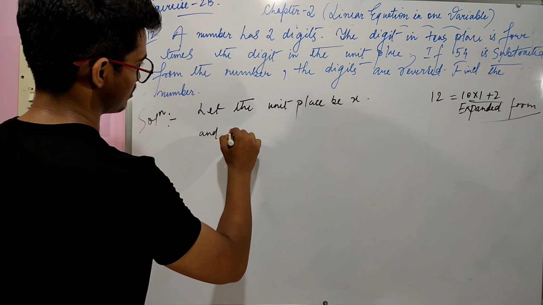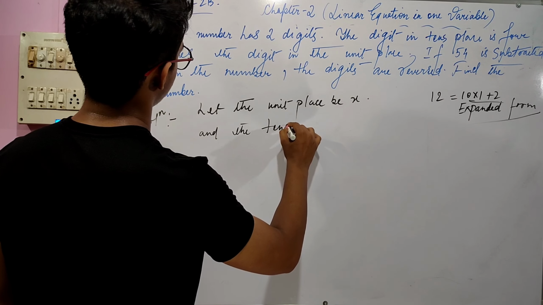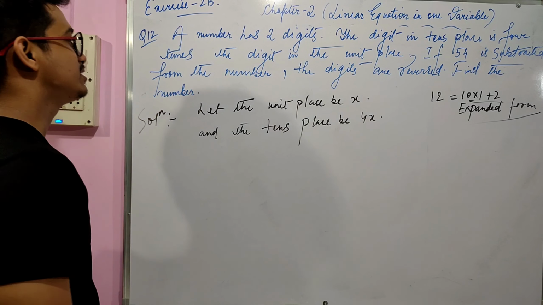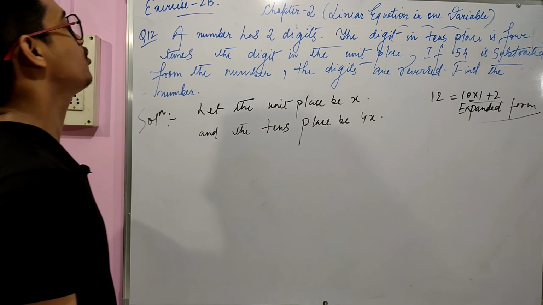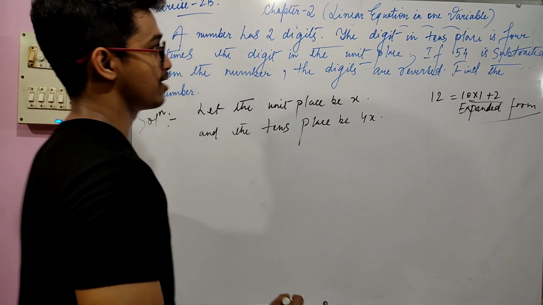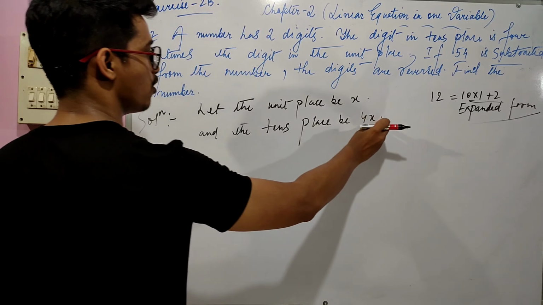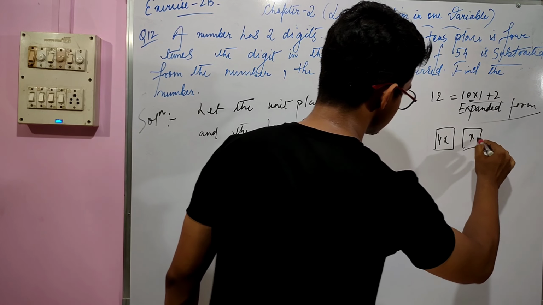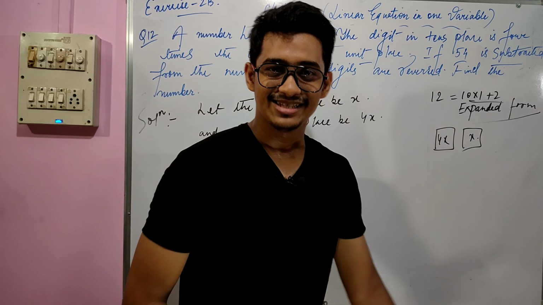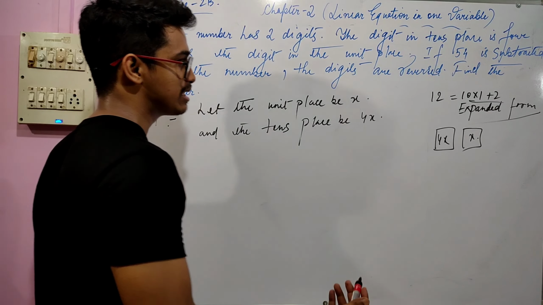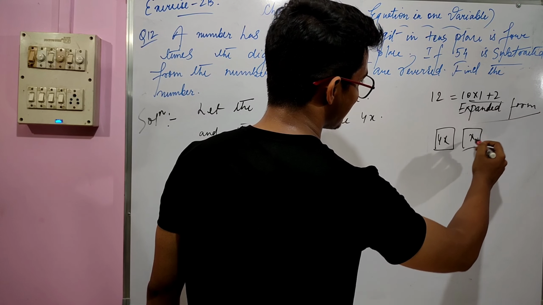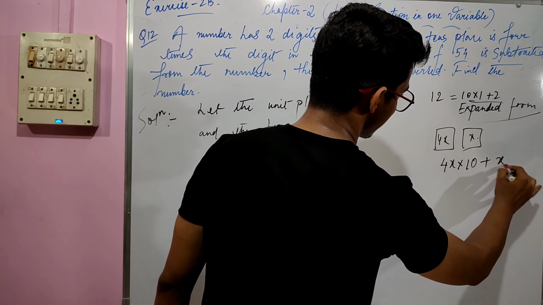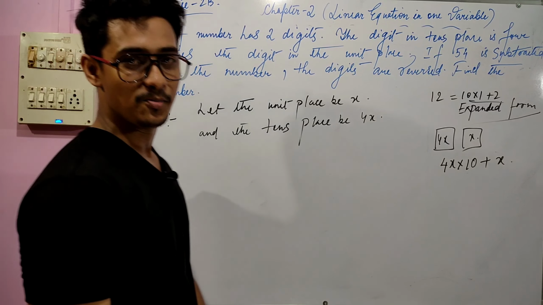So the tens place is 4x. The next statement is: if 54 is subtracted from the number. That number has 4x in the first place and x in the second place. We cannot write 4x into x, so we have to use the expanded form. If 4x and x are the digits, how will I write it? 4x into 10 plus x.